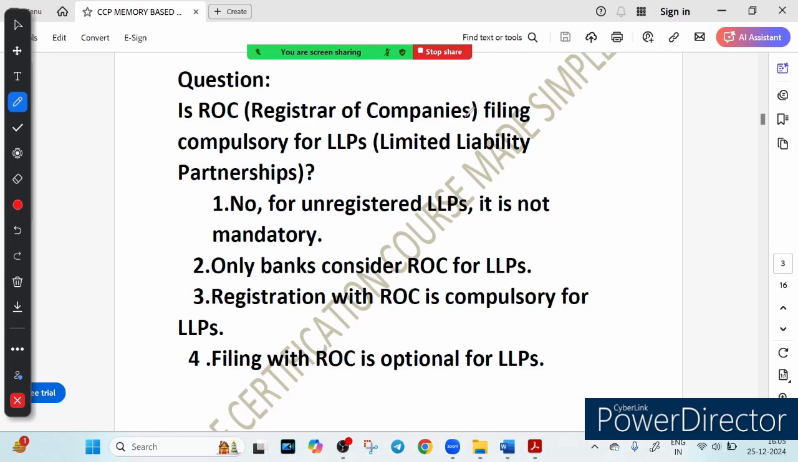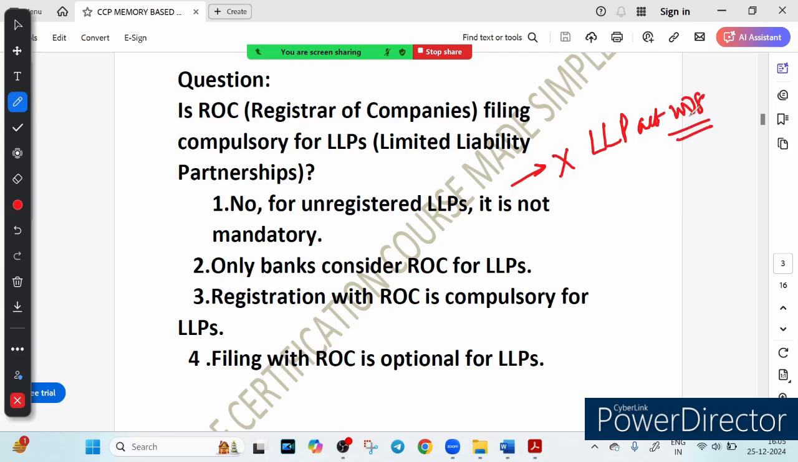The first option says no, for an unregistered LLP it is not mandatory. See, this is wrong. There is no concept of an unregistered LLP, because an LLP must be registered under the Limited Liability Partnership Act 2008. You must remember it. This registration is mandatory. It's like saying you are part of a club without officially signing up.